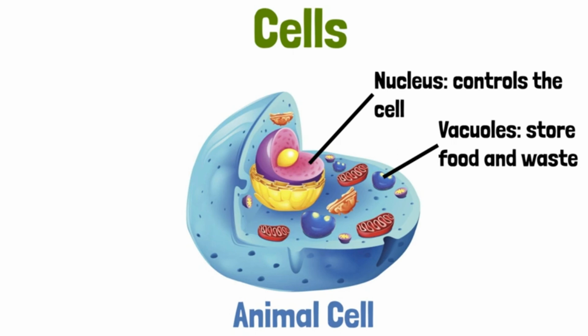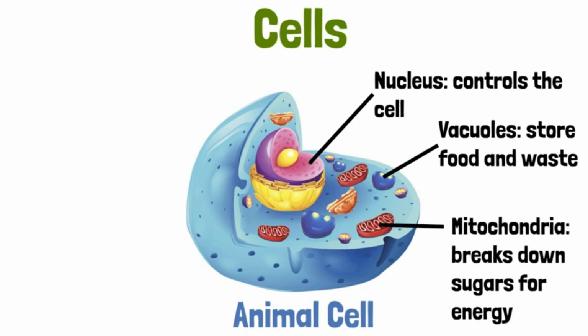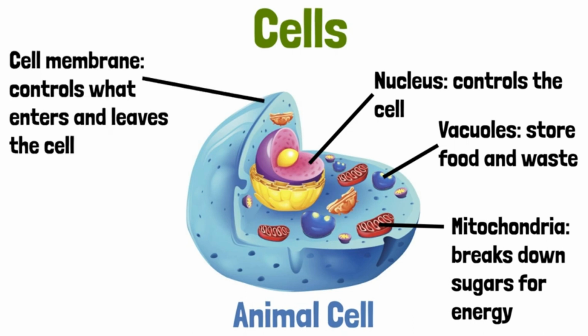Cells need to break down the sugar that the vacuoles store. Breaking down the sugar is the job of the mitochondria. When the mitochondria breaks down the sugar, energy is released. This energy helps the cell carry out all its functions. Each animal cell is surrounded by a cell membrane. The cell membrane controls which substances enter and leave the cell. It also protects the cell.